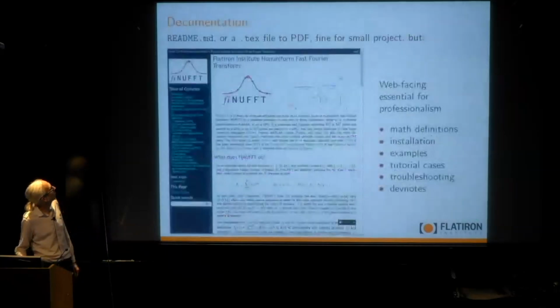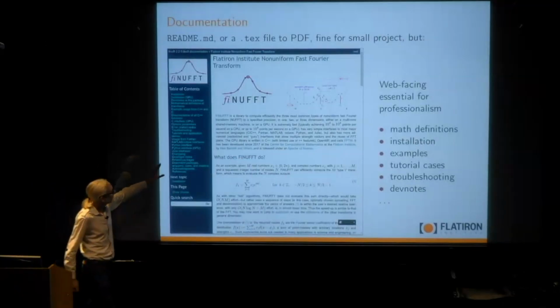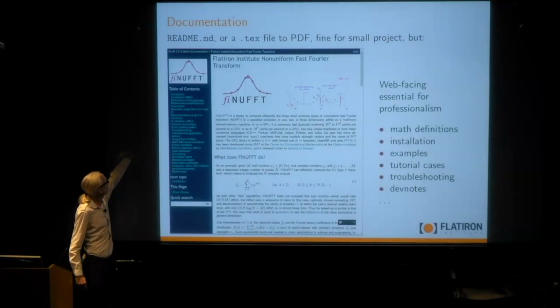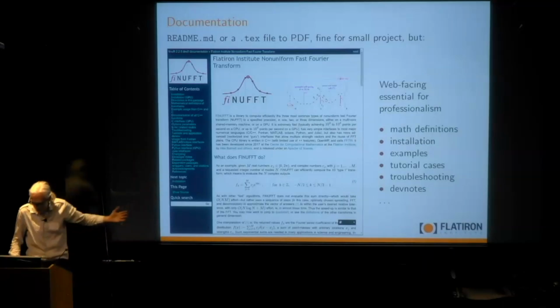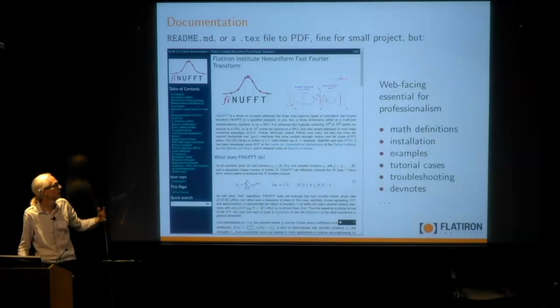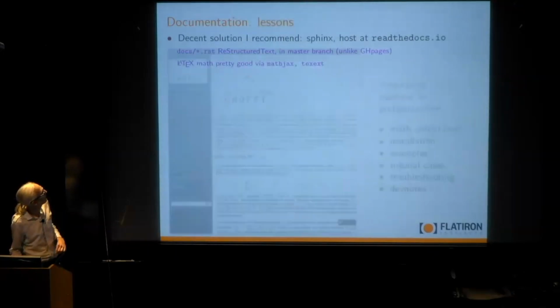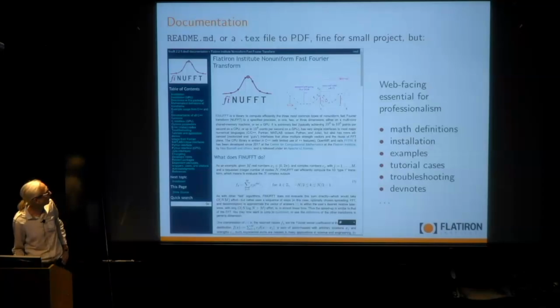Okay, documentation. Here's the web page. It's essential to have it web facing for professionalism. There's a lot of categories. I wrote a lot of this myself. Math definitions, installation instructions, examples, tutorials, and so forth. They're all kind of essential if people are going to use your code. I mean, you can do it in a readme.md too, but this is probably better.